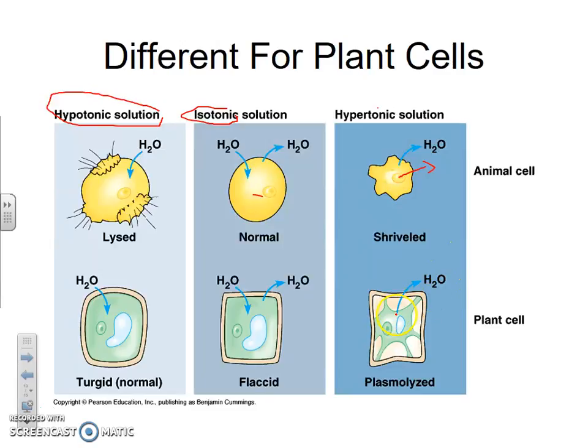In plant cells, this also pulls water out of the cells when it's in a hypertonic solution, but this is so bad for plant cells. It causes the big central vacuole to collapse on itself. That is called plasmolysis, or the cell is plasmolyzed, and that usually causes plant cell death at that point.